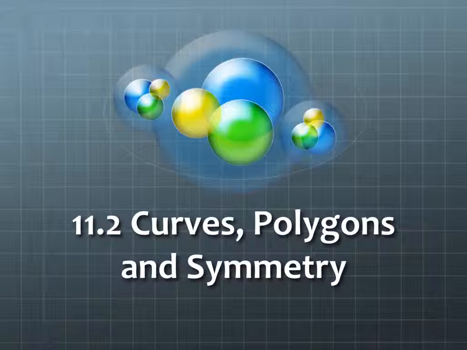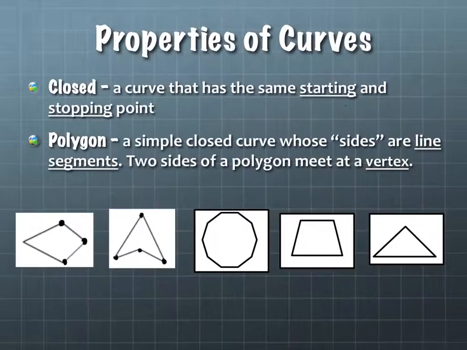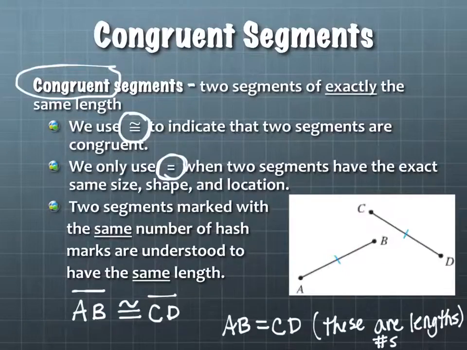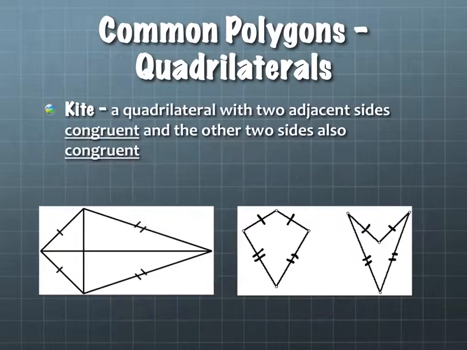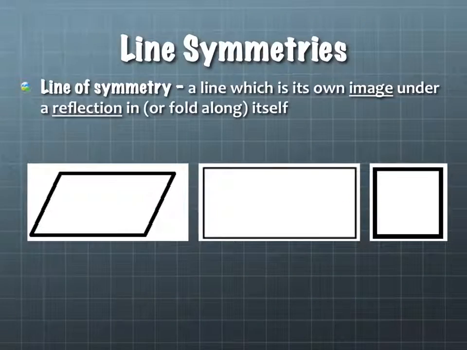Okay, we've been working for the last couple of days inside of section 11.2 with curves, polygons, and symmetry. And we are to the point where we're going to talk about symmetry. So if you will turn there with me, the first thing we're going to talk about is what a line of symmetry is. A line of symmetry is a line which is its own image under a reflection over itself.